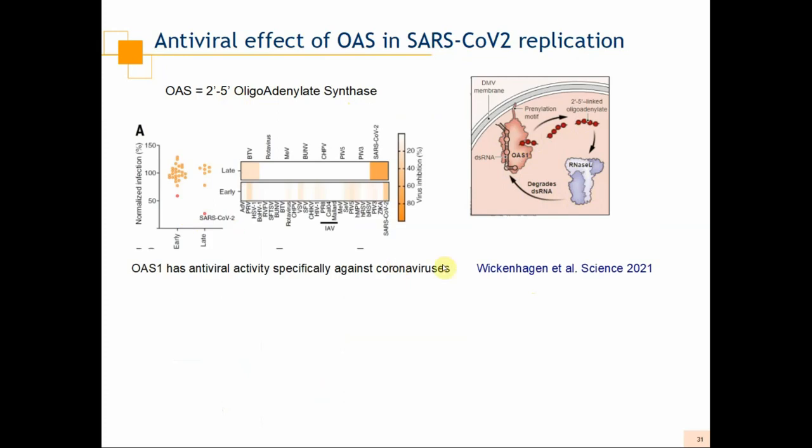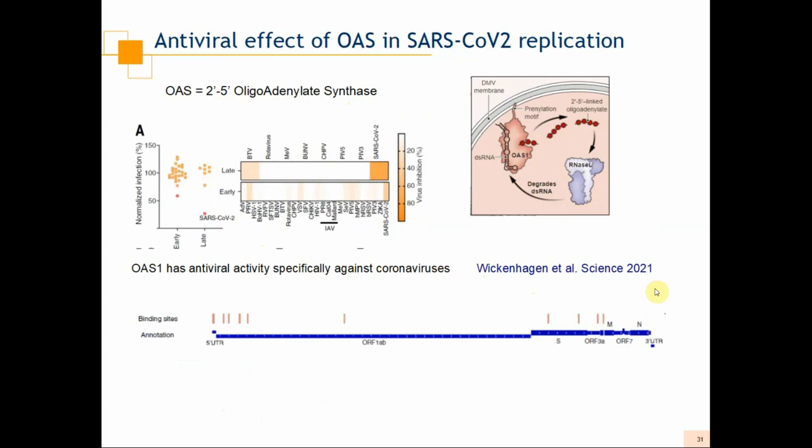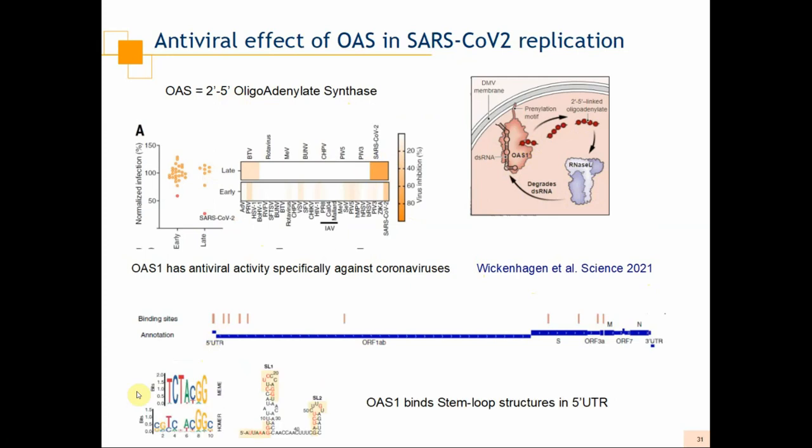This group here, they're from Glasgow, in fact, looked at the antiviral effect of OAS1 against SARS-CoV-2 and a bunch of other RNA viruses. Its antiviral effect is really pretty specific for coronaviruses. It recognizes double-stranded RNA, but it's also sequence specific. So they mapped the binding sites of OAS1 on the virus genome, which you can see here, and they found a bunch of them in the 5' UTR.